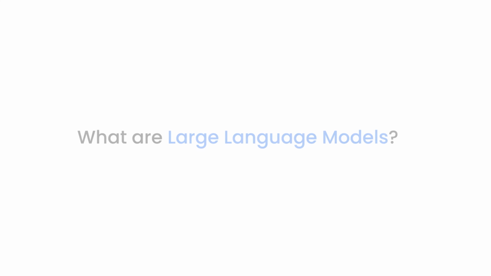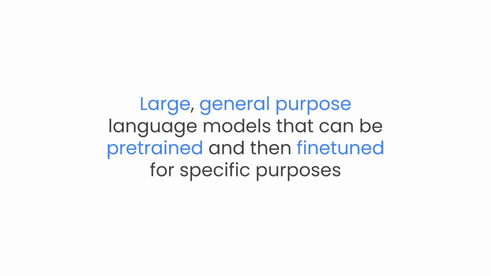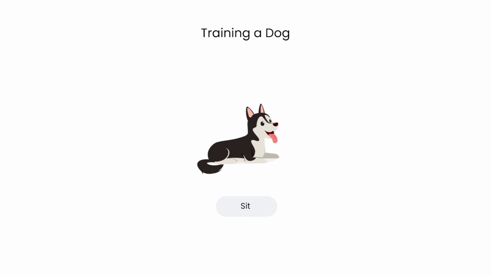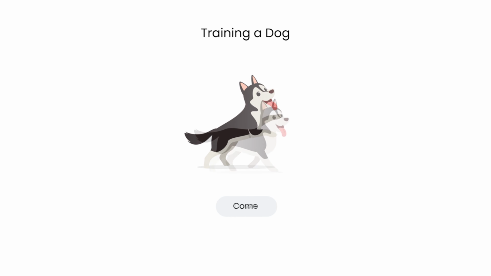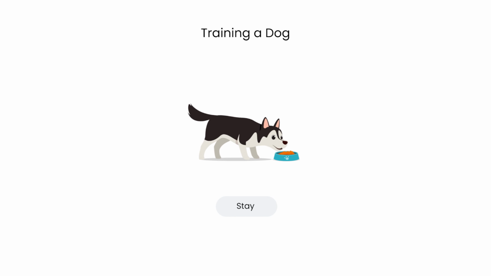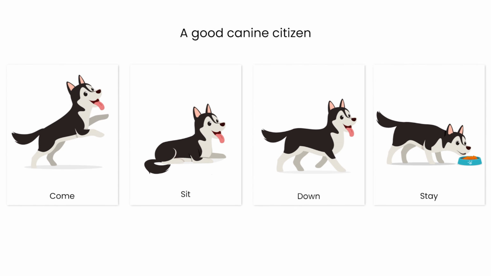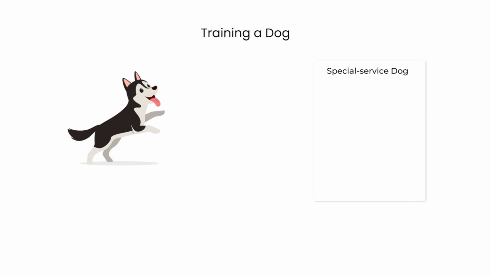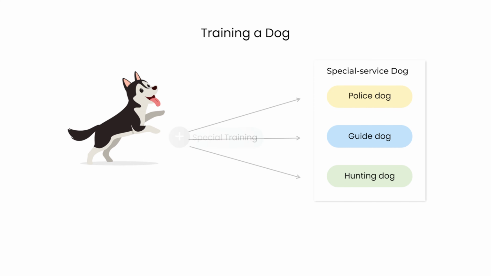So, what are large language models? Large language models refer to large, general purpose language models that can be pre-trained and then fine-tuned for specific purposes. Now, what do pre-trained and fine-tuned mean? Imagine training a dog. Often, you train your dog basic commands such as sit, come, down, and stay. These commands are normally sufficient for everyday life and help your dog become a good canine citizen. However, if you need a special service dog, such as a police dog, a guide dog, or a hunting dog, you add some kind of special training.